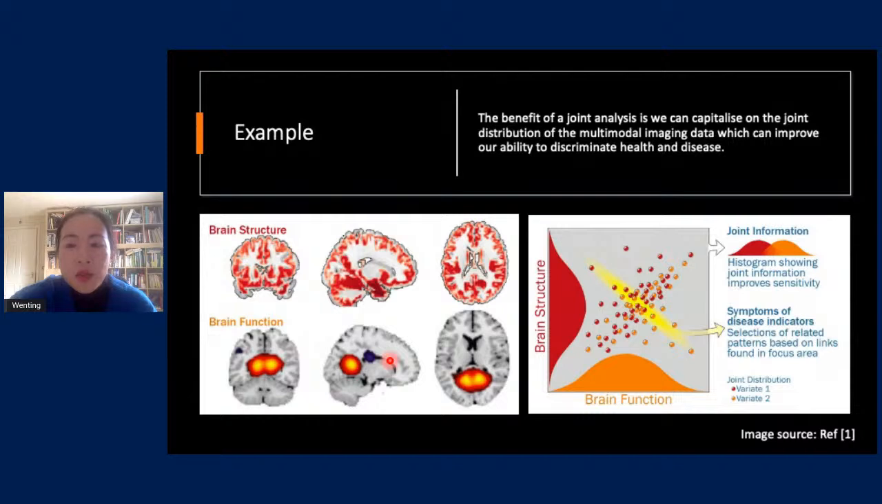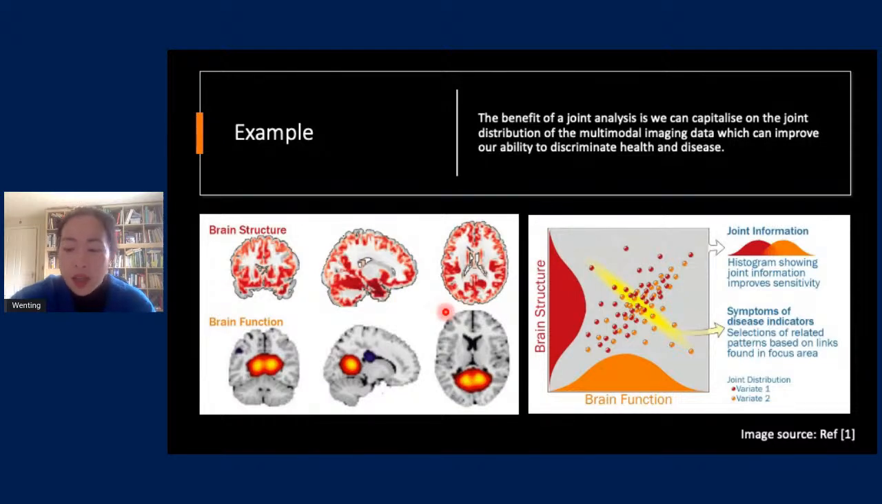By jointly visualizing using the symmetric fusion approach, both of these modalities could provide a joint statistical information that can improve the sensitivity to find the disease indicators in the statistical analyses of the joint analysis of these two modalities. When we are analyzing these modalities individually, we cannot really find these indicators. So this is just one example.